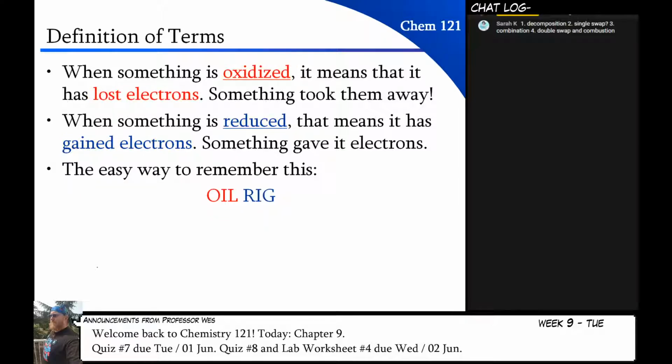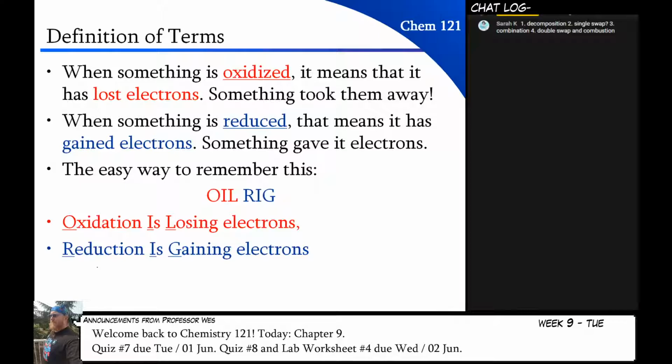You know, let me just erase this, and I'll just put it right here. So, oxidation is losing electrons, that's the OIL part. Reduction is gaining electrons, that's the RIG part. So remember OIL RIG, and then you'll always remember which one is which when it comes to oxidation and reduction.